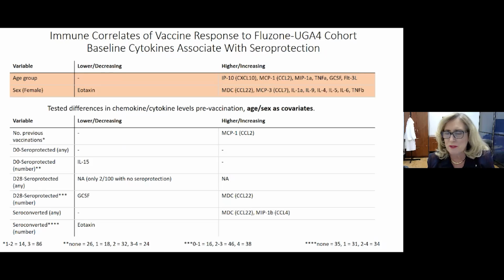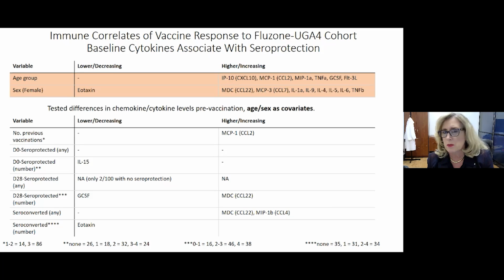I do want to say at first, age and sex are associated with both baseline as well as day 7 cytokine responses. So we use those as a cofactor and corrected for those in all of the analyses I'm going to speak about. But maybe not surprising, females had higher levels of particular cytokines and chemokines than males, and age was also a factor. Older individuals, higher levels of cytokines and chemokines.